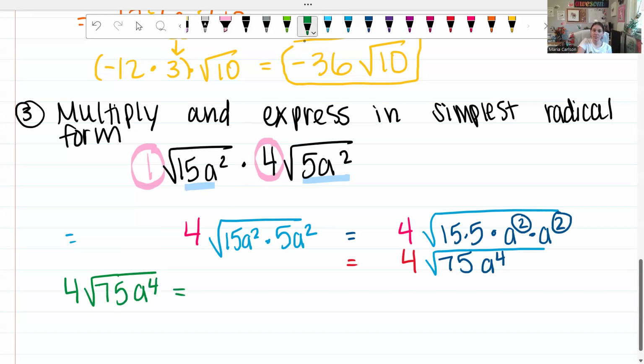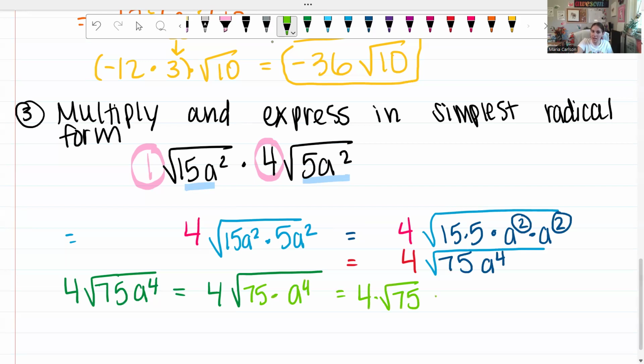And this is the same thing as 4 times the square root of, breaking it apart, 75 times a to the 4th. So I can really look at this separately. It's 4 times the square root of 75 times the square root of a to the 4th power. So let's talk about the square root of 75 first.